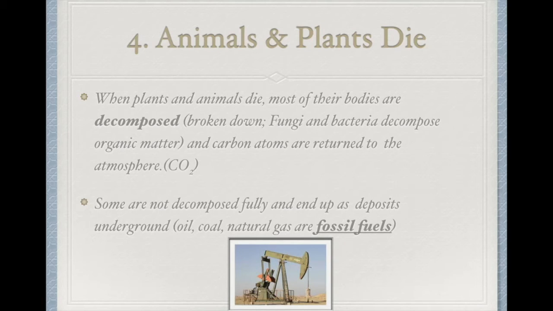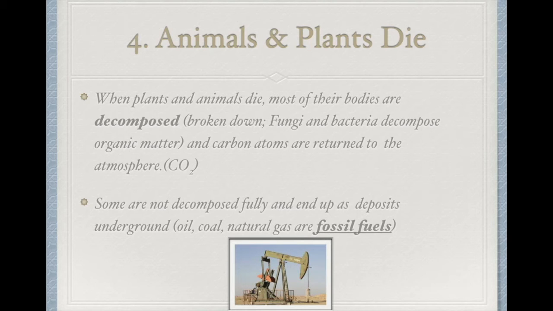When we burn fossil fuels, a fossil, because it was maybe a fossilized tree, coal, if we burn that, CO2 is going to be given off. So where did that CO2 come from? From the carbon that was in that plant, in that tree. So here we have that cycle.